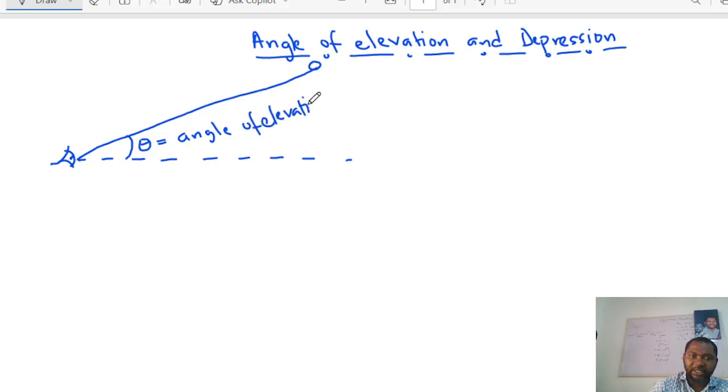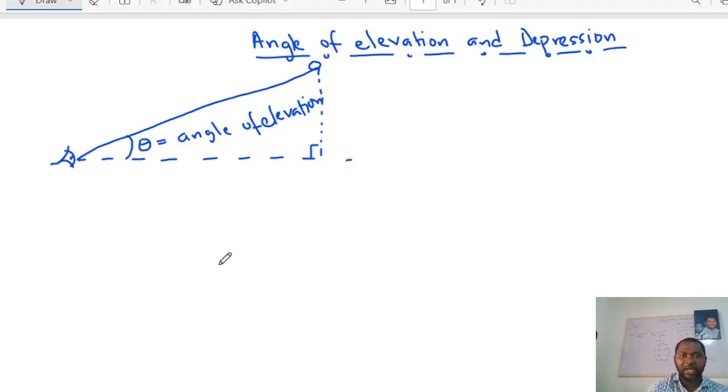And at the end of the day, you can see that this gives us a right angle triangle. So angle of elevation always leads us to a right angle triangle. That means most likely you're going to apply the SOHCAHTOA to solve questions on angle of elevation, right?